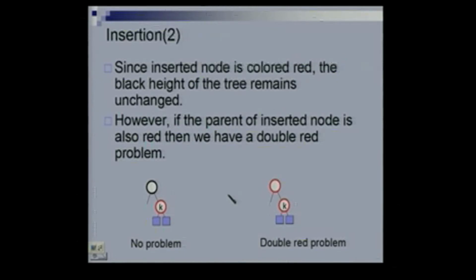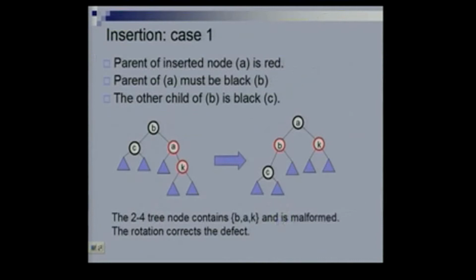Remember that in the case of deletion, the problem was arising because the black height was changing, and all along we were trying to take care of that problem. We never encountered a double red problem in the case of deletion. In the case of insertion, however, we will never have the problem of black heights not being uniform. The black heights of all the external nodes will be the same, no problem on that front, but the problem will be one of a double red. So, we have a double red problem, and let us see how to take care of this problem now.